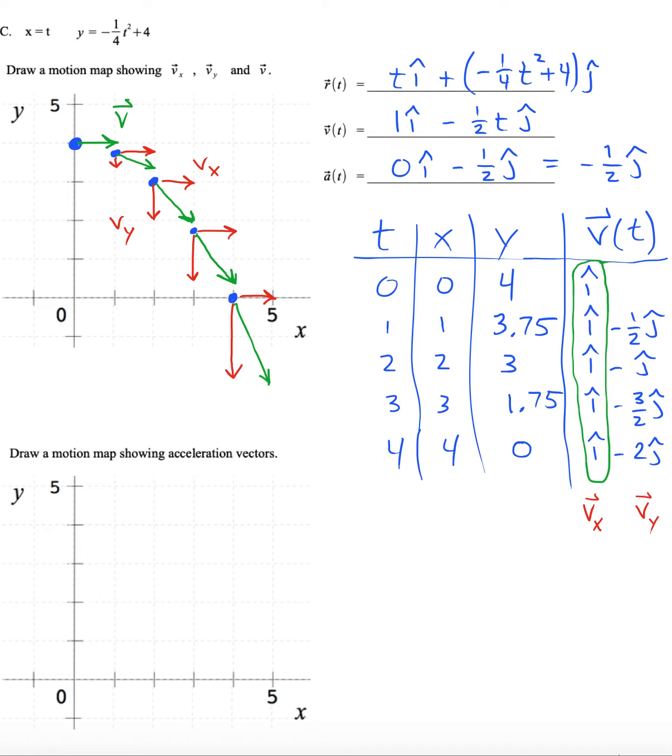One more motion map that would be really useful here would be one showing the acceleration vectors. So I'm just going to draw the blue dots one more time. Okay. The acceleration is all in the negative direction, and it's always constant. So if we draw it, it has to be attached to the dot that it's affecting here. And we just want it to always be pointed down and always have the same strength.